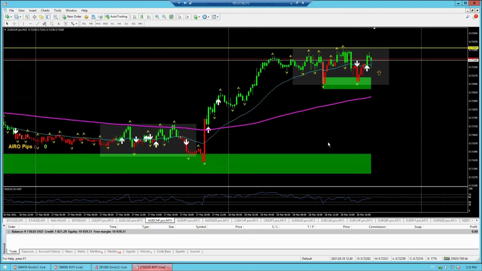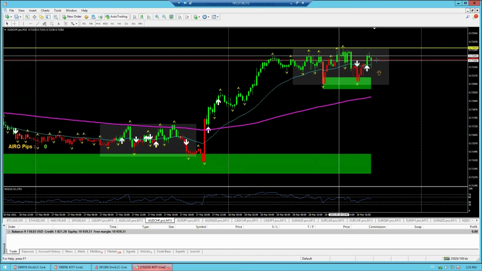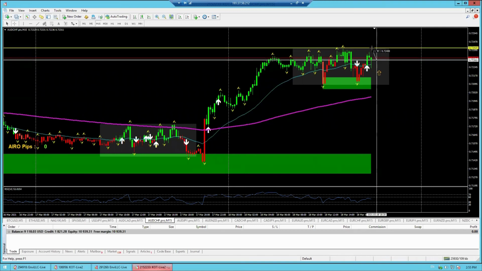Although we're getting in now, are we still 10 pips from that yellow line? We are, yeah, about 10 pips.